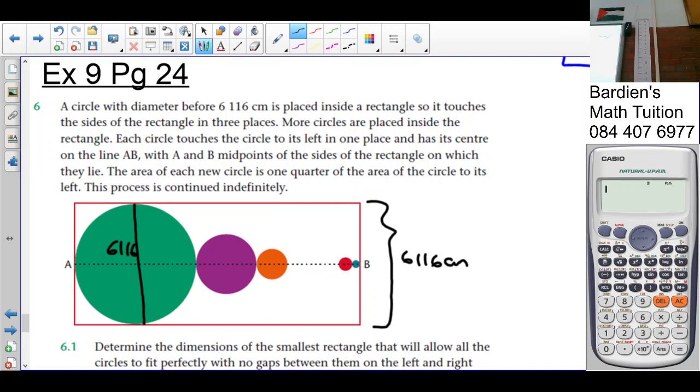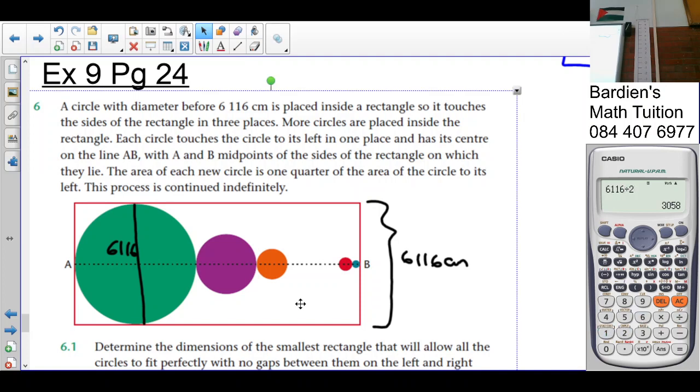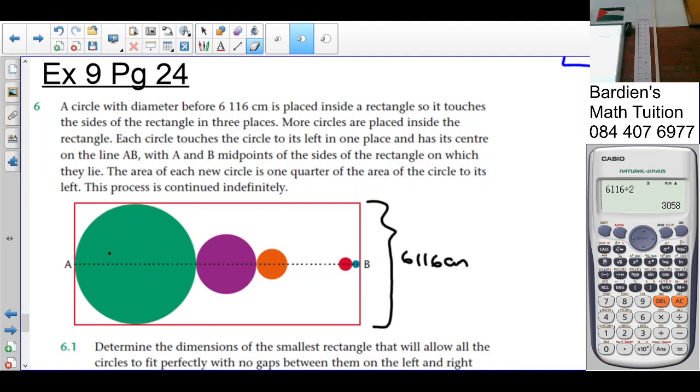You see that? Which means the radius is half of that. So you say 6,116 divided by 2, 3,058. So there you have a radius, 3,058. And why do I work out the radius? Because when we were doing circumference of a circle, 2 pi r. When you're doing the area of a circle, pi r squared. Not so? So that is the reason why I worked out the radius.